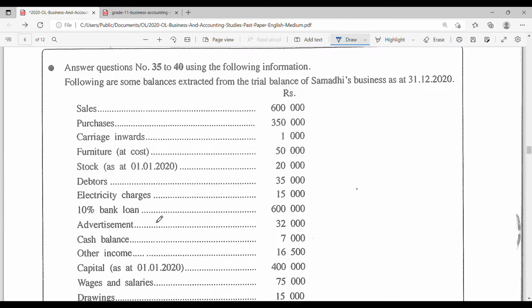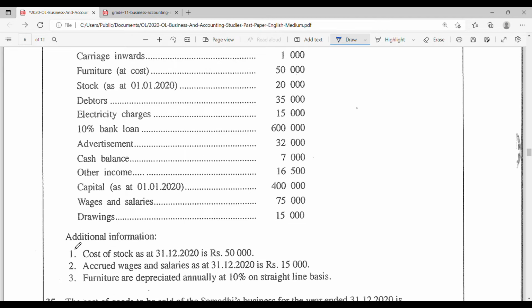Answer questions number 35 to 40 using the following information. Following are some balances extracted from the trial balance of Samadhi's business as at 31st December 2020. So here they have given you a trial balance and some additional information. Make sure you go through this additional information as well before looking into the MCQ.